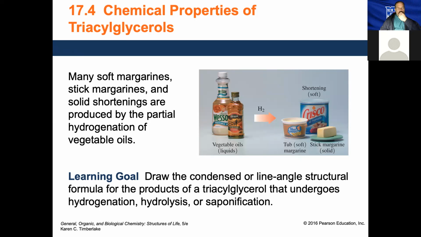triacylglycerols. So one of the reactions, and the nice part about the reactions that are here is that they are basically all reactions that we have seen previously. The first one that we're going to come across is hydrogenation. What hydrogenation essentially does is that it converts the carbon-to-carbon double bonds in the unsaturated fatty acids of triacylglycerols into carbon-to-carbon single bonds.